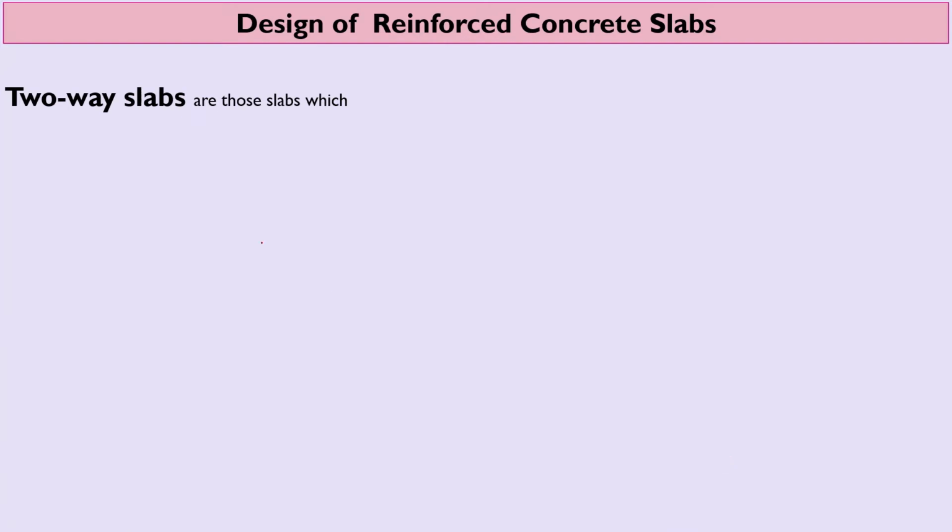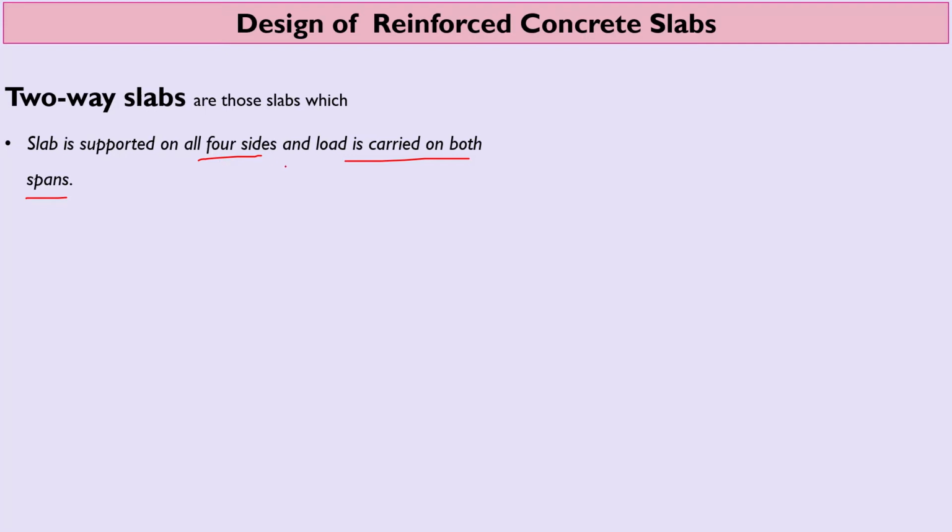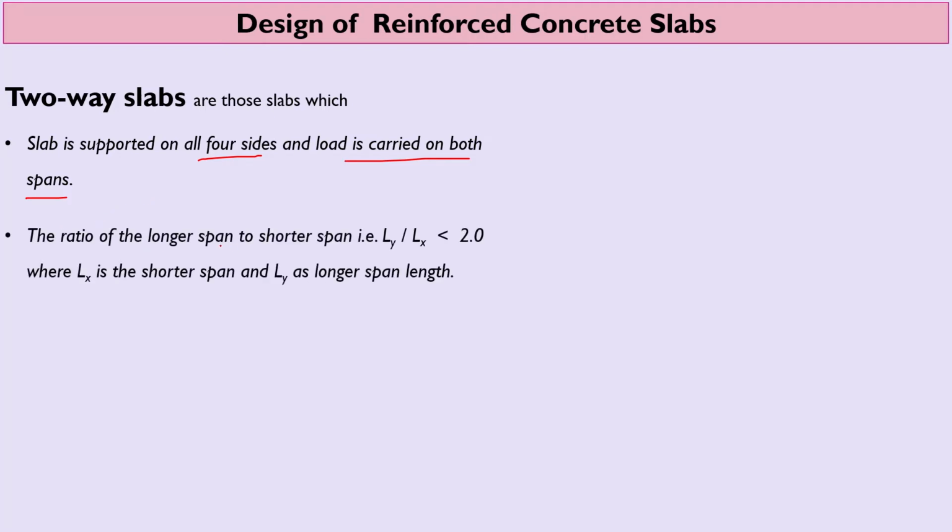Now let us discuss what is a two-way type of slab. Two-way slabs are those slabs which are supported on all four sides, and the load is carried on both the spans. That means the slab is supported on all four sides and the load is distributed on all the spans. The ratio of longer span to shorter span, Ly by Lx, is less than 2, where Lx is the shorter span and Ly is the longer span.